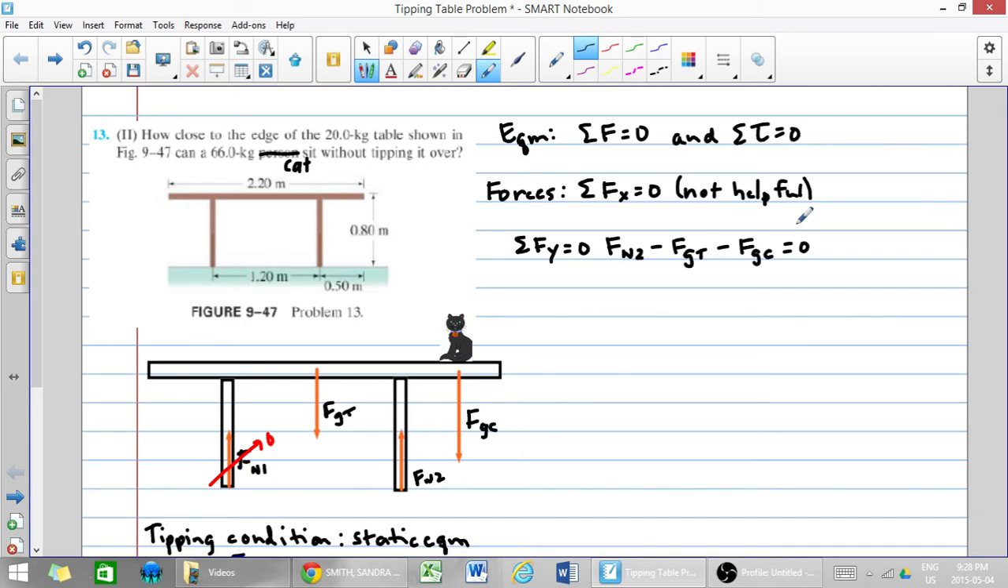Now we can figure out what those are. The table is 196.2 newtons. The cat, 647.5 newtons, taken from the masses of 20 and 66 kilograms. And from there you can solve for a normal force equal to 843.7 newtons. Great. All right, let's move on now to the torques.